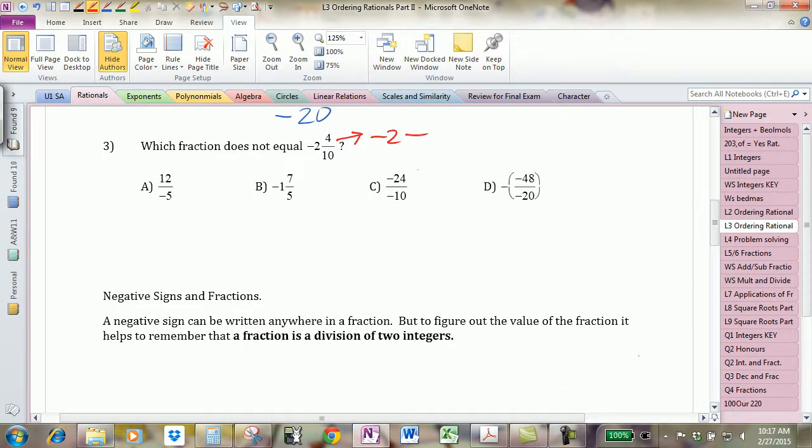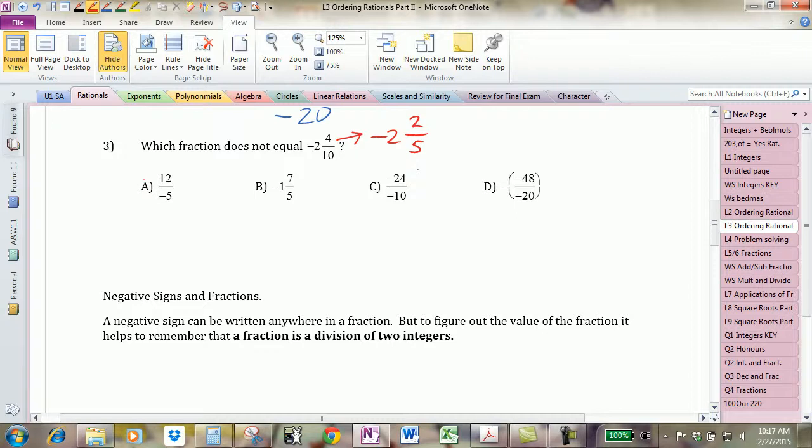So it will be negative 2 and 2/5. Okay. I highly encourage you to write the negative sign in front of the mixed number because you don't forget it, easy to see. All right. So A, please convert that one. Let's see what we get. Convert A, please. Go.